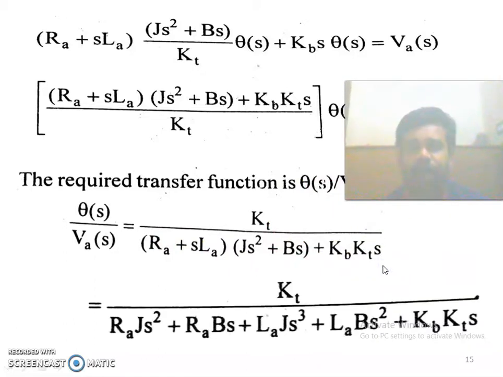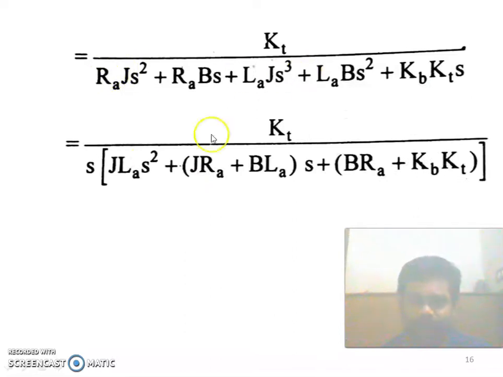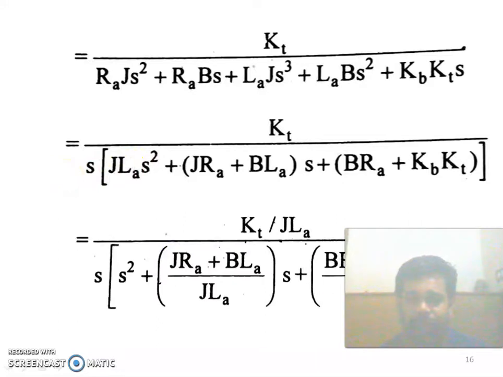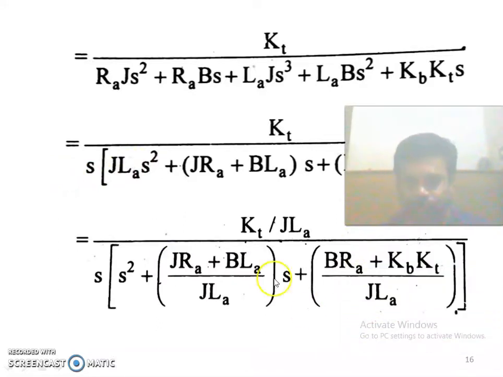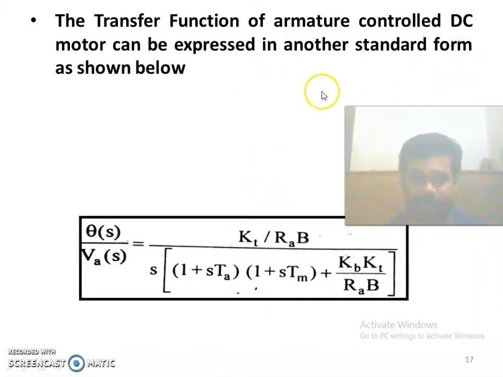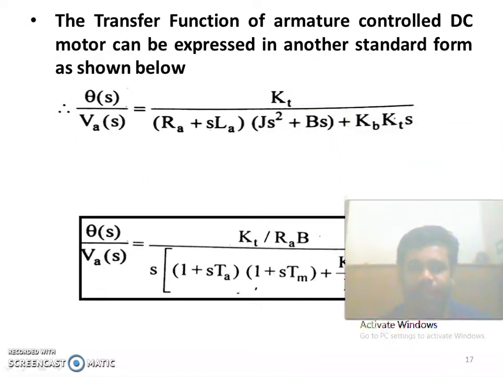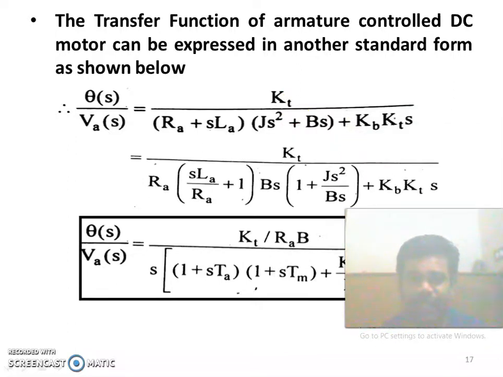Now we have expanded this, multiplying J S square plus B S with RA plus S into LA, and we will get it like this. After that, from this we are taking S common. Then we are bringing it to this form, and the transfer function of the armature controlled DC motor can be expressed in another standard form. This is the standard form.